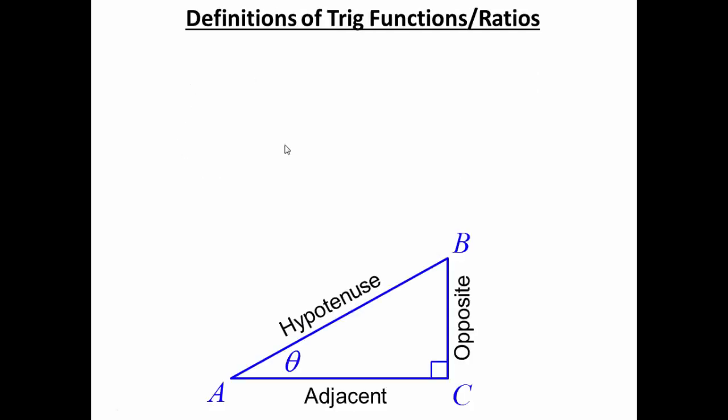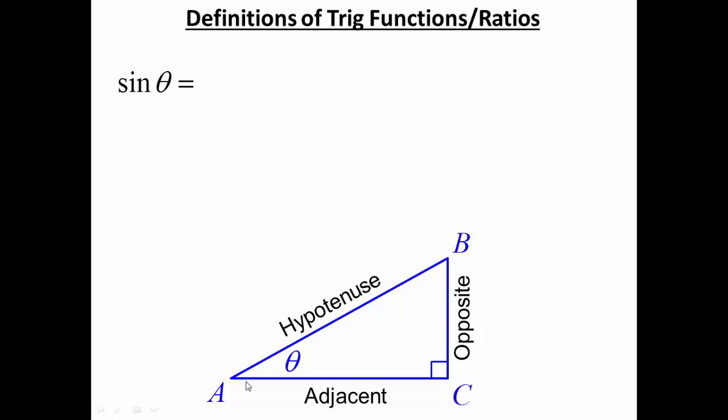Now, for some more formal definitions of those trig functions, as well as their appropriate notations, stuff you should already know. Sine is abbreviated S-I-N. Sine of this letter right here, that is the Greek letter theta. We use the letter theta to represent angles.